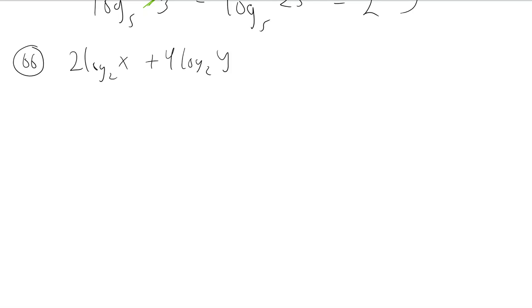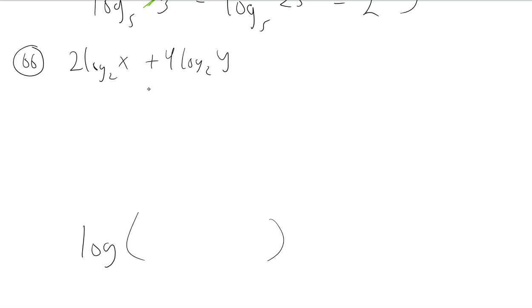All right, 66 says, condense the expression to a logarithm of a single quantity. So that means at the end, you should have a single logarithm of some stuff. This is the format our answer needs to look like.